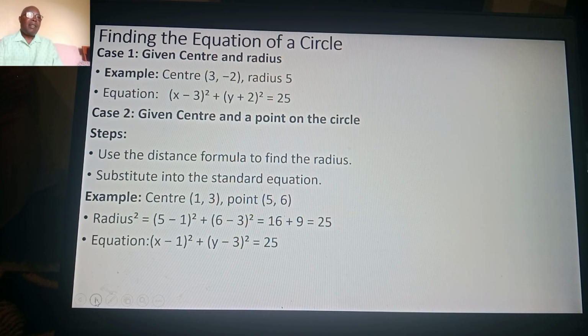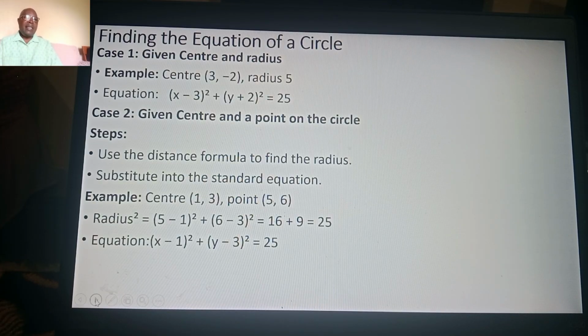Now, members of the internet, we will now apply the equation of the circle after knowing how to prove it. So, our task is finding the equation of a circle. And in case 1 is where we are given center and radius.